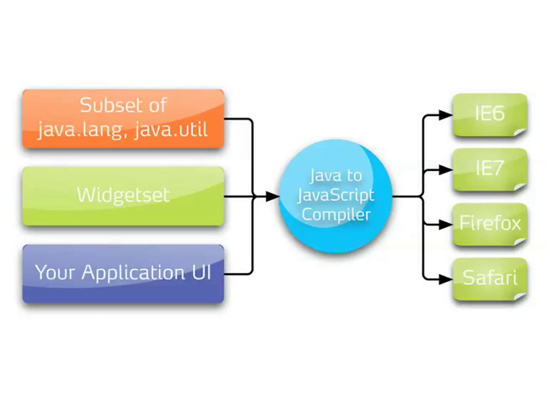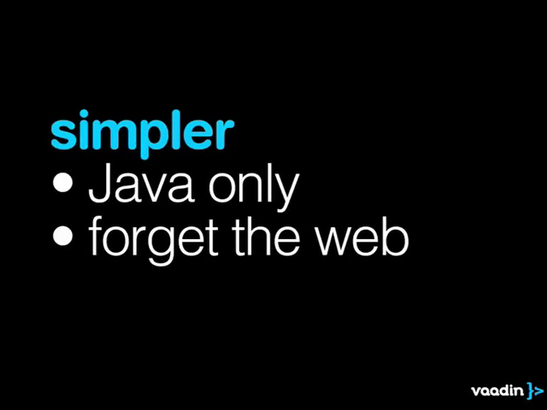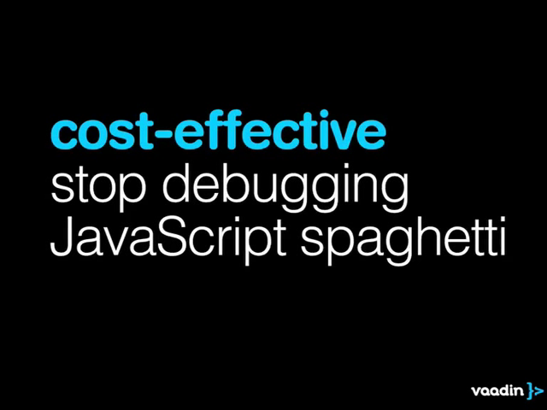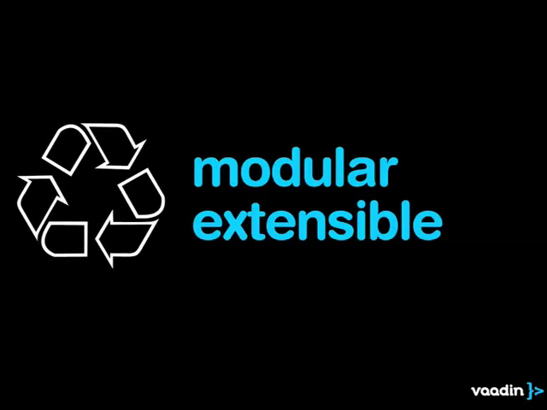It's a compiler. You put in your application in the Java language, some kind of widget set from Google or some other vendor that extends Google Web Toolkit, and then an implementation of core Java classes. Compile them, and out come different versions for different browsers. Actually, you can solve a lot of problems with that kind of approach. It's much, much simpler. You can use just Java, forget mostly about the web. It's much more cost-effective. You spend much less time debugging JavaScript. And you get a lot more extendable end result.